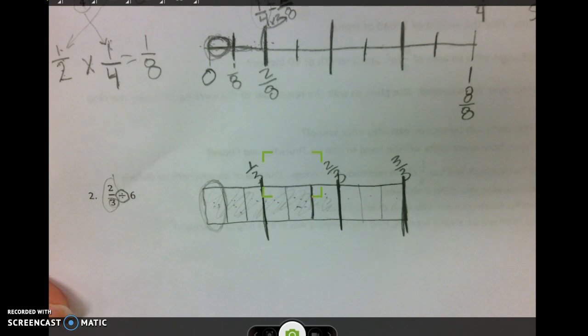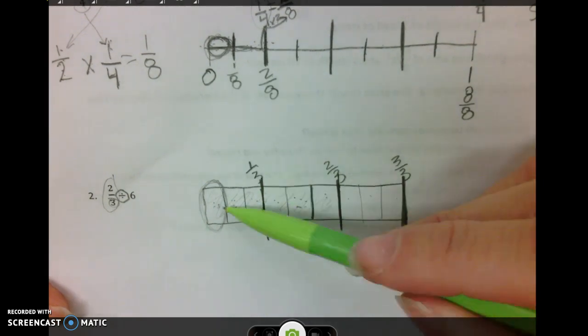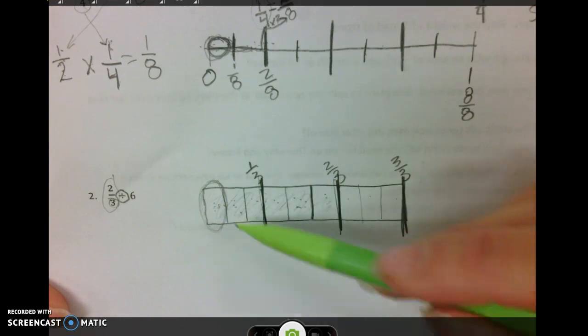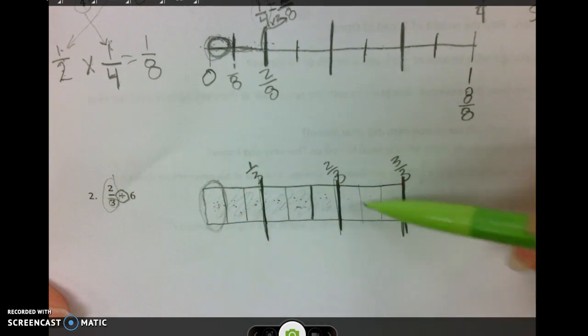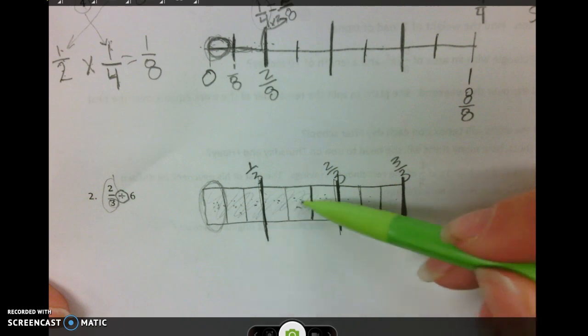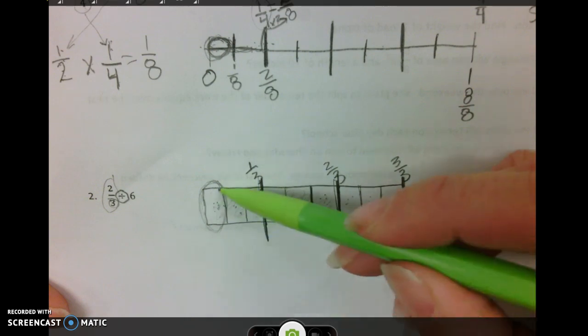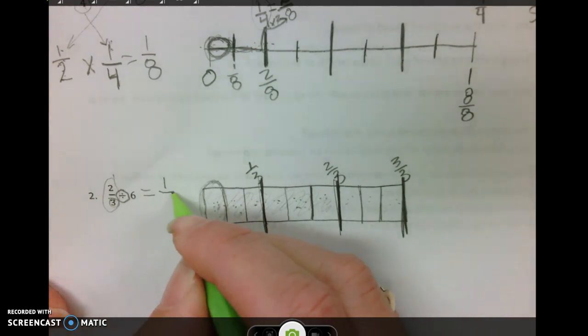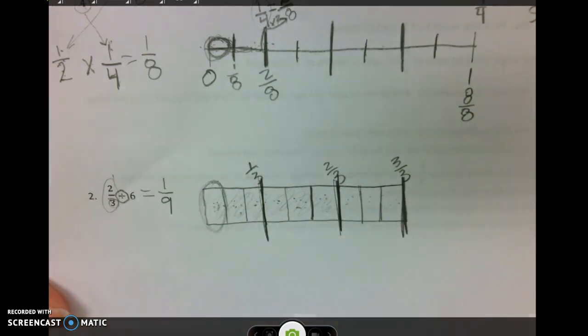Okay, so again, I need to know what section of the whole this is. So here's my thirds. I broke these all into 3 equal pieces, so I also need to break this one into 3 equal pieces so that I can tell that the size of these pieces are 9ths, and then I need 1 out of the 9. So my quotient would be 1/9 here.